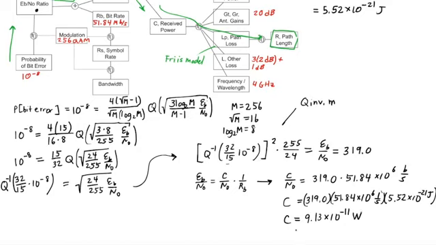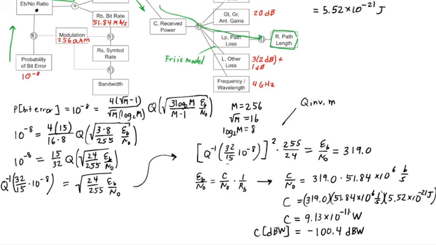watts. Converting this to dB, so I have C in dBm, dBW. Let's start with dB of watts. That's referred to 1 watt. That's minus 100.4 dB watts.